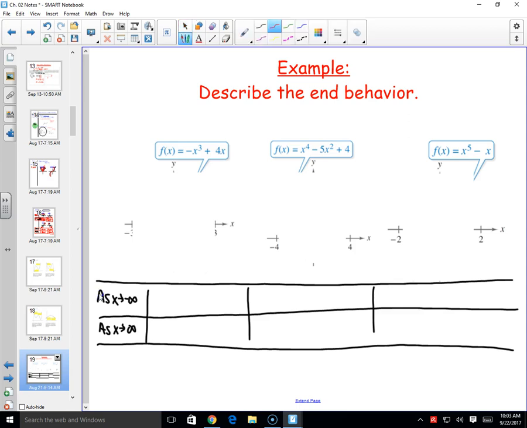Group number 1, 2, 3. What do you guys say for the first one? F of x is approaching? Group number 3, pause. What do you guys say? Positive, then. And as I go to the right, F of x is approaching? Let's check it.